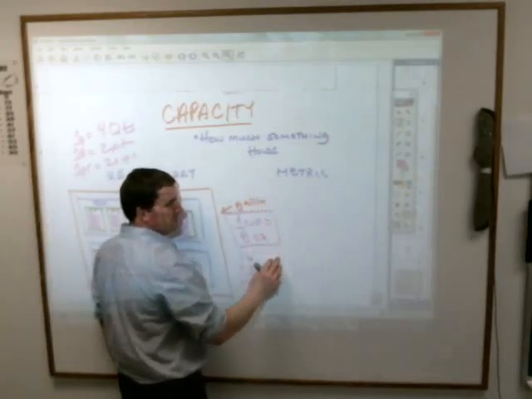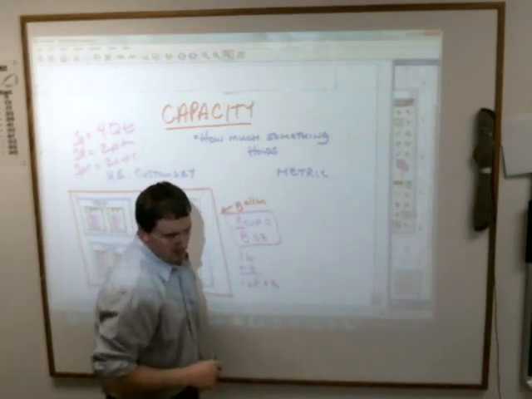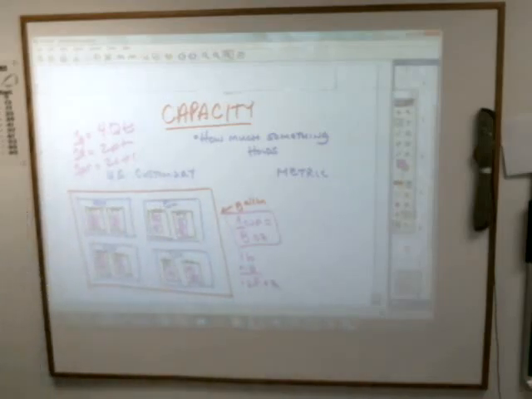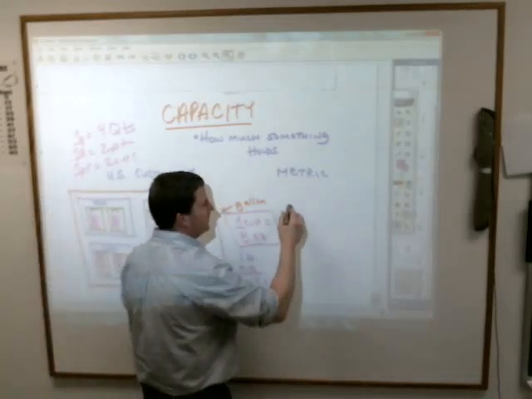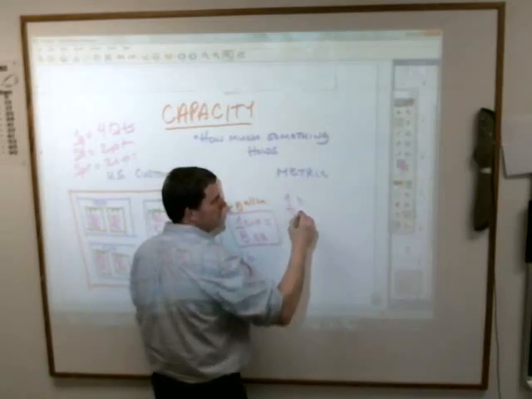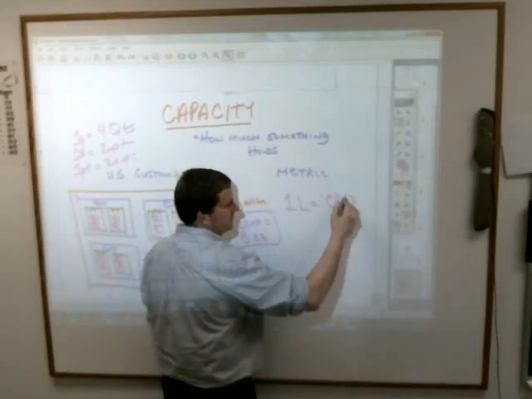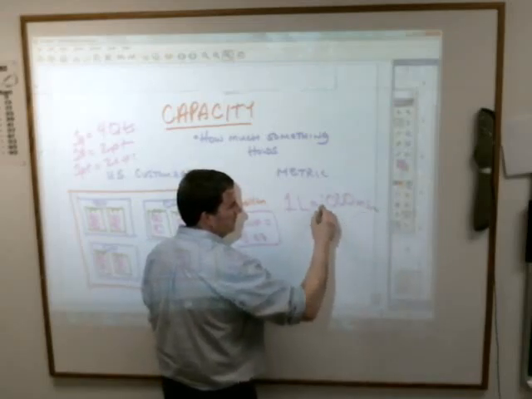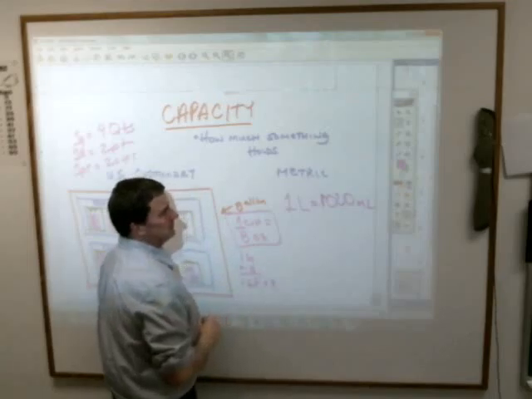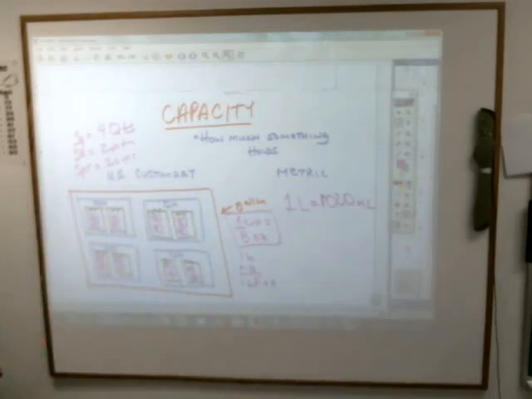Now in the metric system, children, it's very easy because it is just liters and milliliters. Here's the whole metric system. 1 liter equals 1,000 milliliters. And that's all you have. Everything you do in the metric system is based upon that.